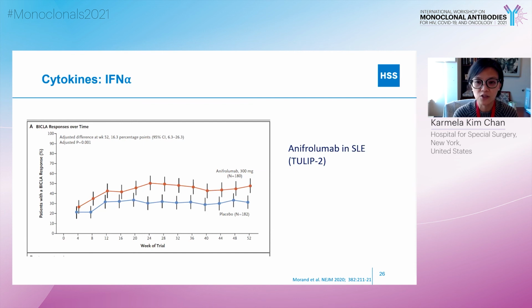Anifrolumab is a fully human monoclonal antibody directed against the type 1 interferon receptor. TULIP-2 is a phase 3 trial in which 362 patients were randomized to receive monthly anifrolumab versus placebo. More patients in the treatment group achieved a response in the composite endpoint. This study, published in early 2020, was one of 3 trials that led to the ultimate FDA approval of this drug in August of 2021.